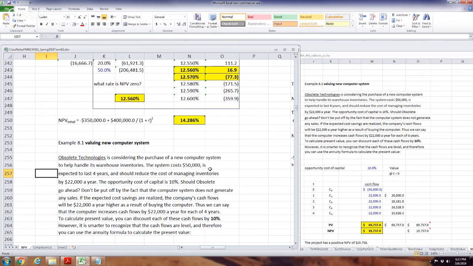So opportunity cost is 10% of capital, 10%. Should it go ahead and pull off the deal?